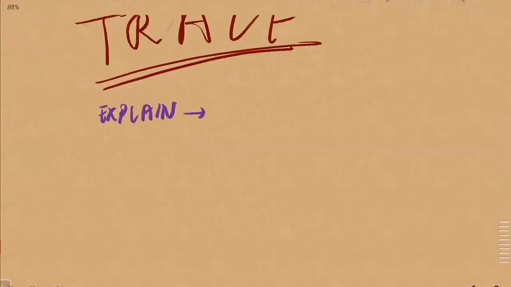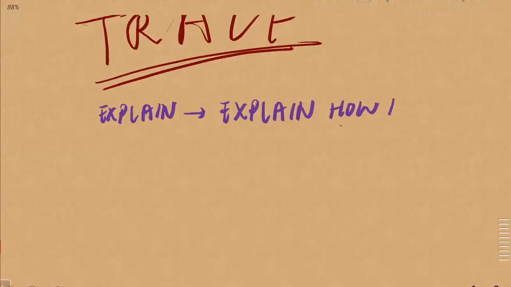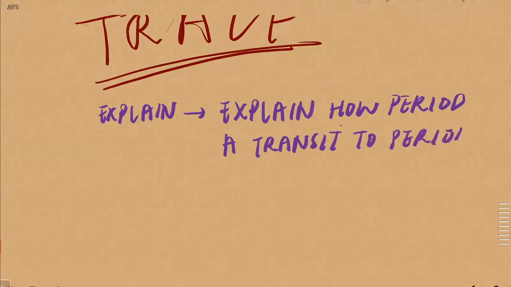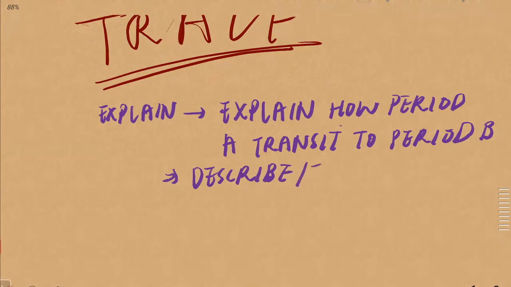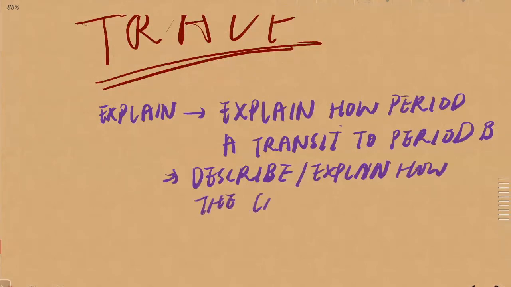Next, we will talk about what we will need to do for explain. So for explain, we need to explain how different periods transit from each other. For example, how period A changed or transited to period B. Then we describe or explain how this happened.